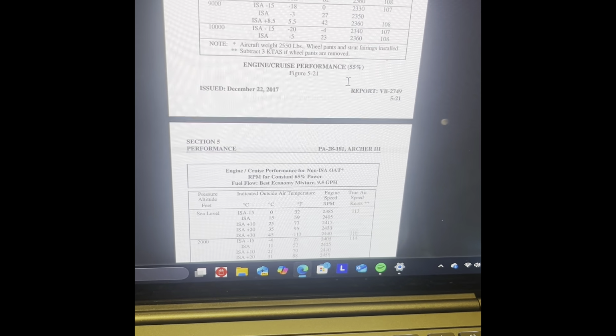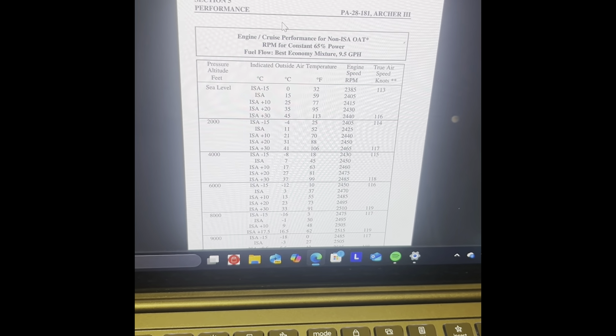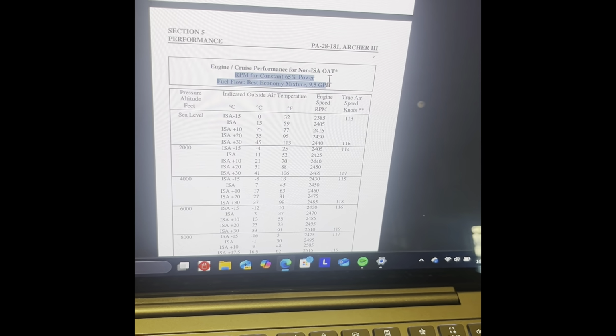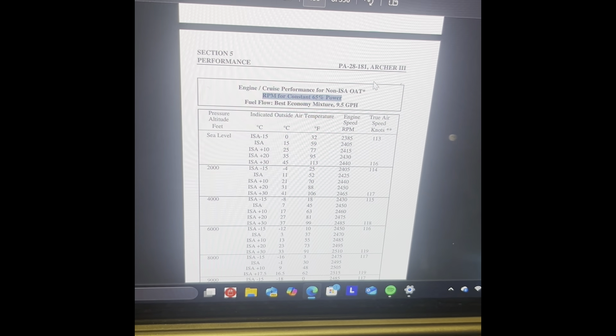Okay, and then also before you do anything, you need to decide what percent horsepower you're using, or RPM. You always pick 65% power for RPM, which gives you 9.5 gallons per hour, but I just always round it up to 10 gallons per hour because it's on the safe side.